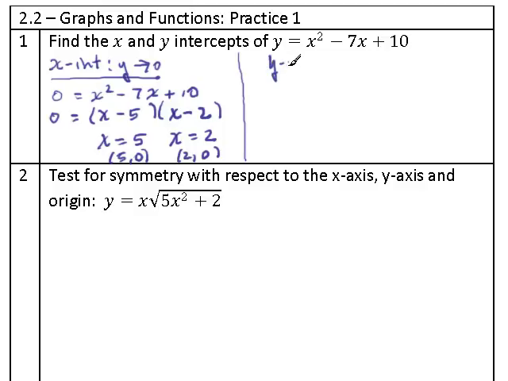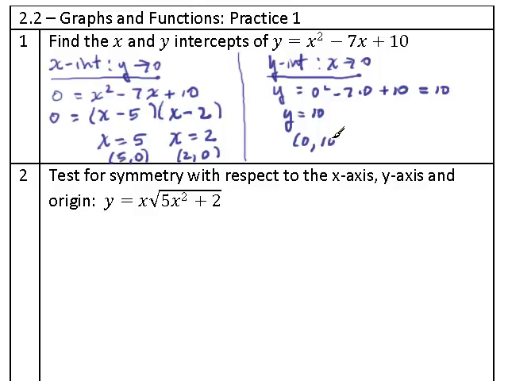So to find the y-intercept, we just set x equal to 0. So let's do that here, and we have y is equal to 0 squared minus 7 times 0 plus 10, and that's equal to 10. So we have one y-intercept, that is y equals 10, and in point form, that would be (0, 10). Okay, the y-intercept has x-coordinate equal to 0.